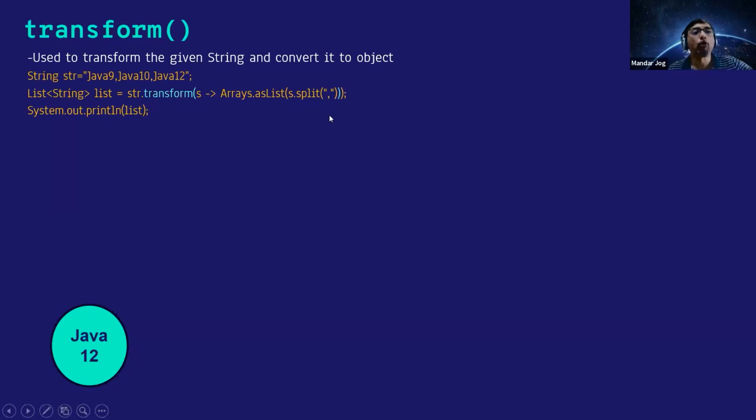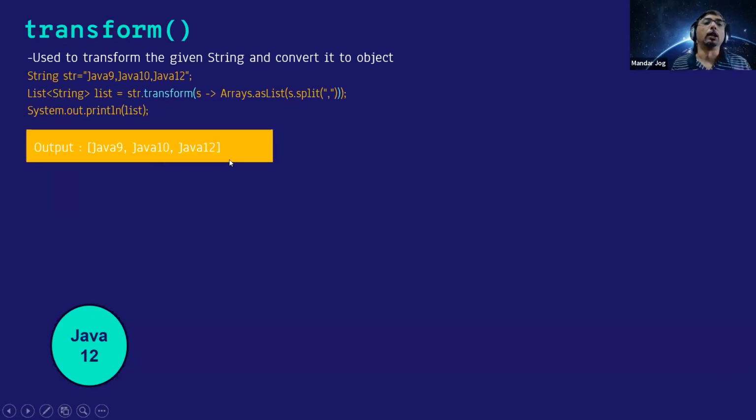So you can transform your string into an object, not only a list. You can even transform it into uppercase or lowercase. The question is, why would I do that, because I already have methods for that? But you can transform the type of the object itself from the given string. The way to do it is transform, and then you pass the functional interface reference or body, and that returns whatever your return type of this functional interface is, and store it in your list. The output would be your list with the elements Java 9, Java 10 and Java 12.